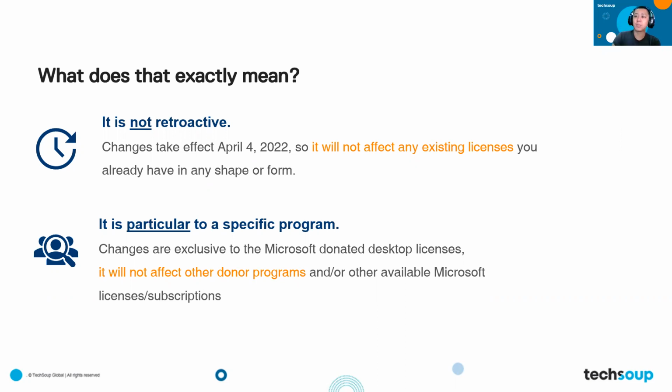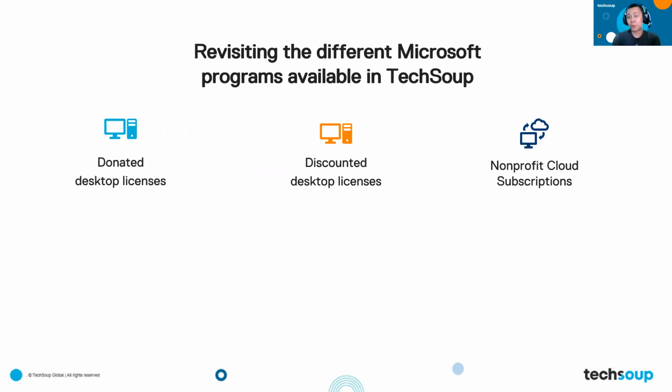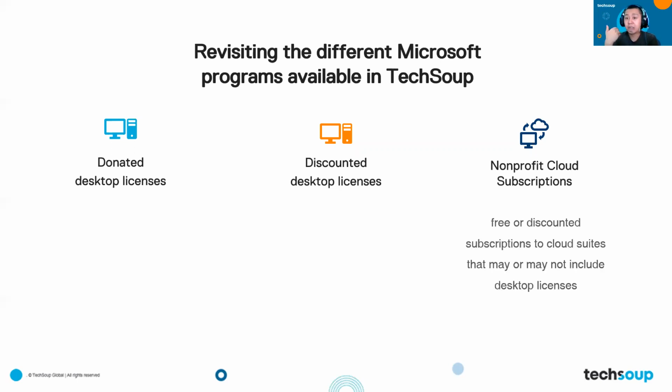All right. So for you to get a better understanding of what that is, let's first revisit the three kinds of programs Microsoft is offering through TechSoup. There are actually three different streams of licenses that you can access from us. Let's start off with the easiest one first, which is the nonprofit cloud subscriptions. These are your cloud subscriptions, Office 365, Microsoft 365, and you access this either entirely for free, or at discounted monthly per user rates, right?